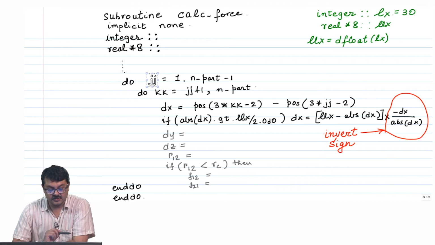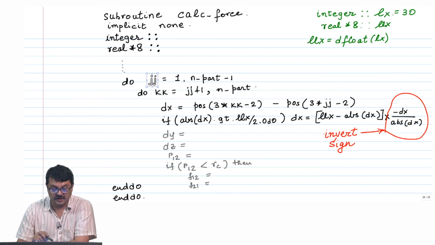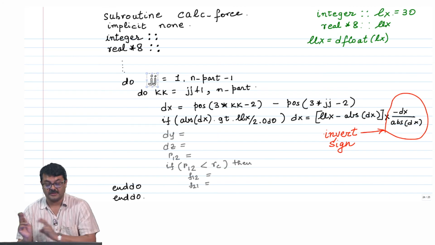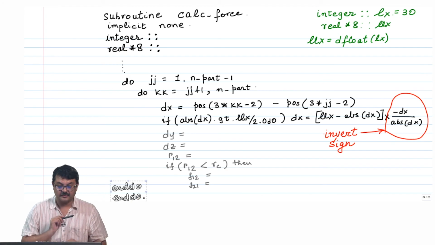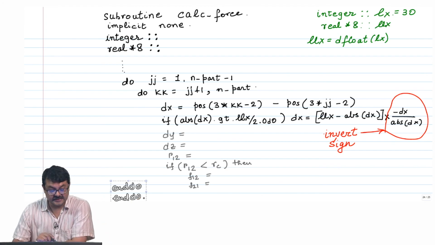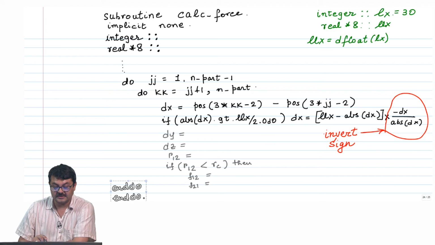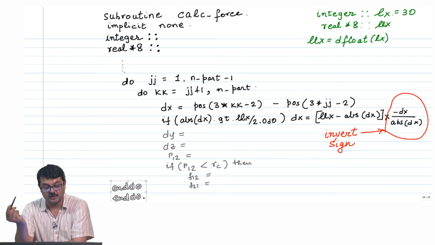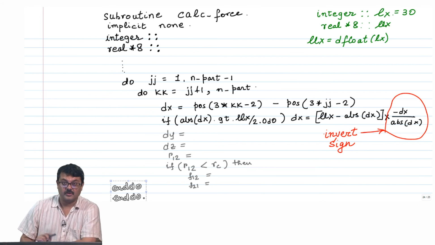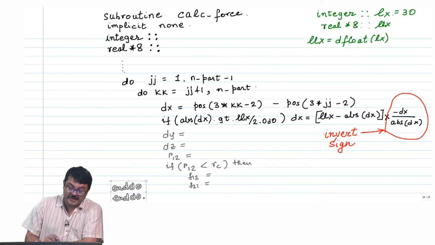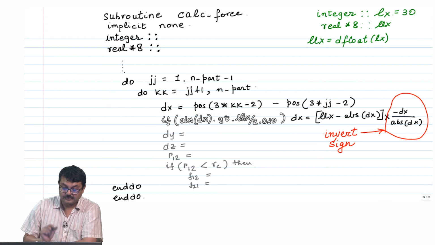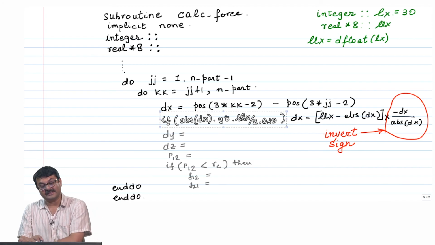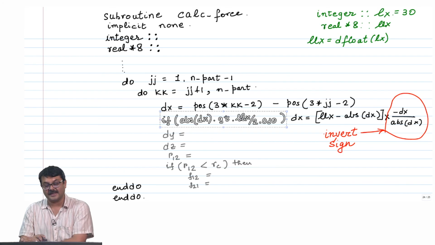And so, here you have your Jj and you have your loop over, so that you count every pair of particles. This is the end of the loop, and if you were calculating the distances, then dx would be pos 3 into Kk minus 2 minus pos 3 into Jj minus 2. So, this is basically like calculating R12, right, the x component of R12, and there we have to implement if absolute dx is greater than LLX by 2. What is LLX?